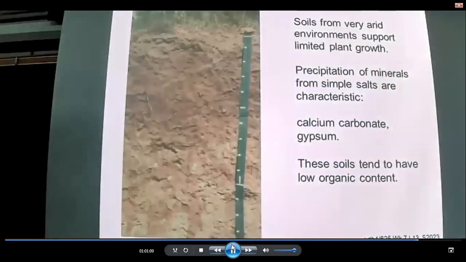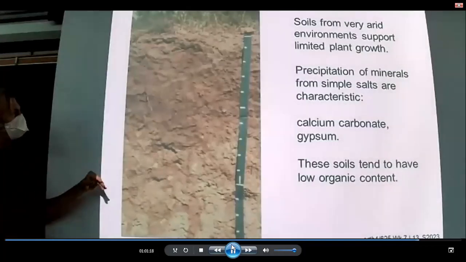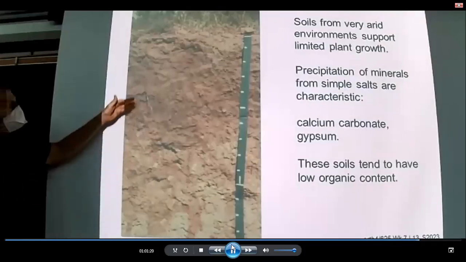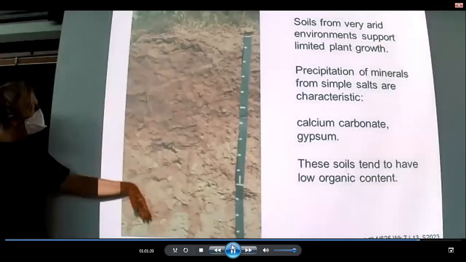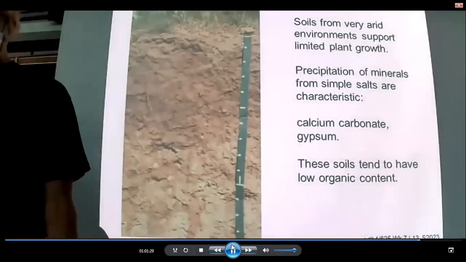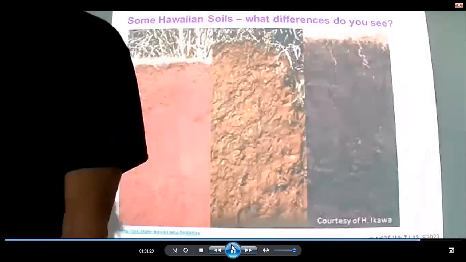And this is an arid environment soil where, again, it's not as oxidized as that earlier example, but you can see there are not very much in the way of structural units or compositional variation. It's a little bit darker at the surface and then becomes lighter at depth. These types of soils tend to have very low organic matter and they're well drained.